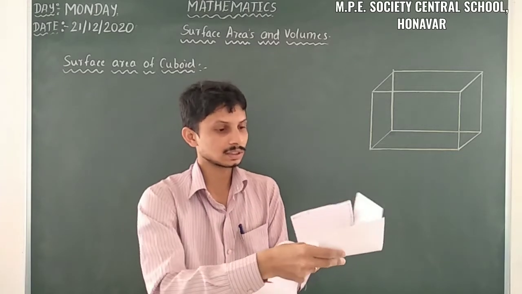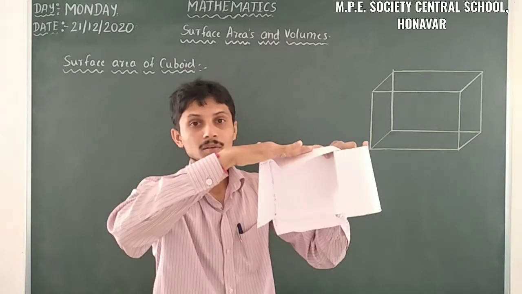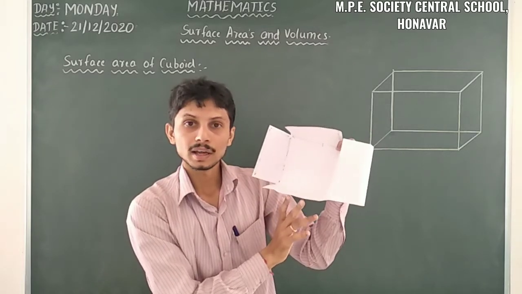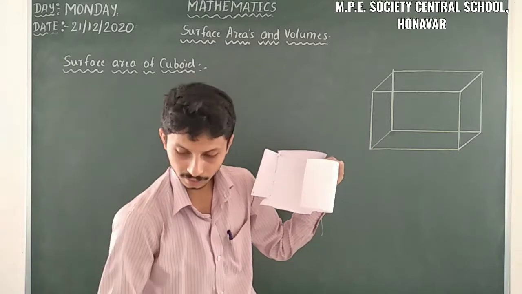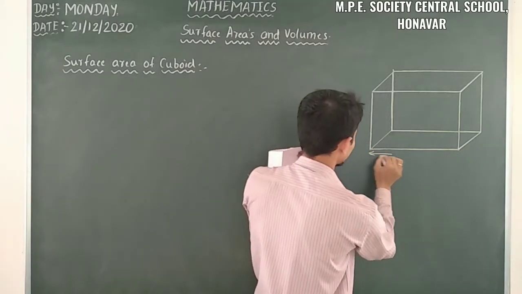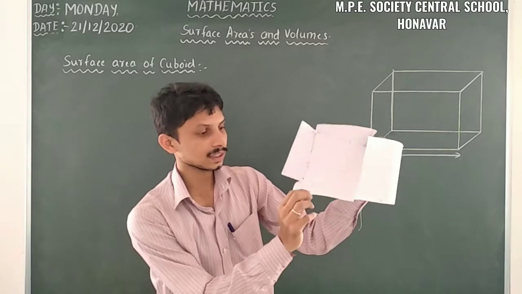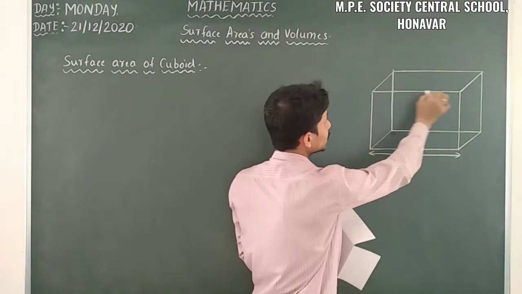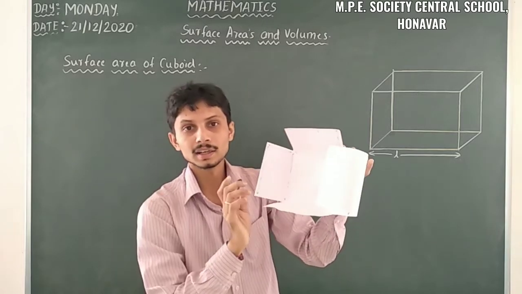When we take the top part and the bottom part, this is a length, and this is a length. So in all the cases, just observe, this is a length and this is a length. And here also this part is a length. The same thing is happening here. So this is a length.